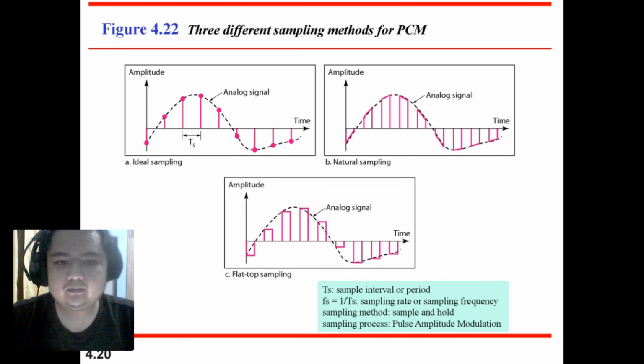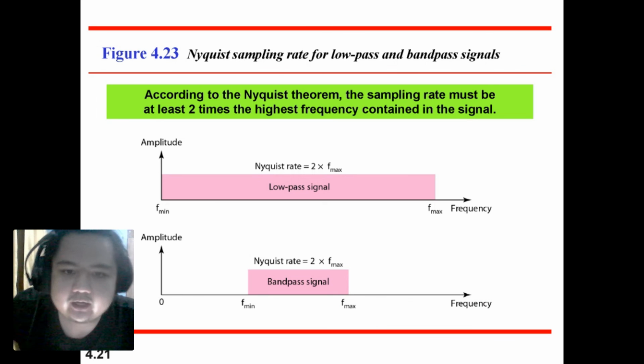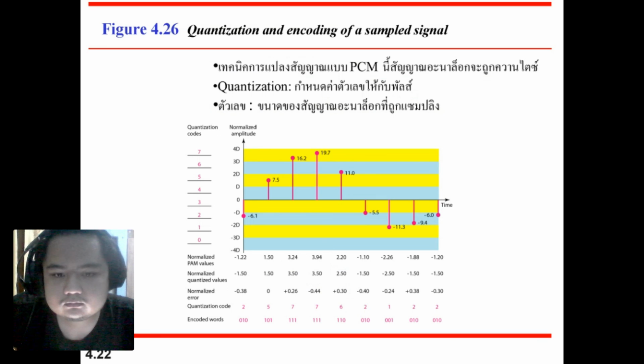Three different sampling methods for PCM. So you can see ideal sampling, natural sampling, and flat-top sampling. Nyquist sampling rate for low-pass and band-pass signals, according to the Nyquist theorem. Quantization and encoding of a sampled signal.